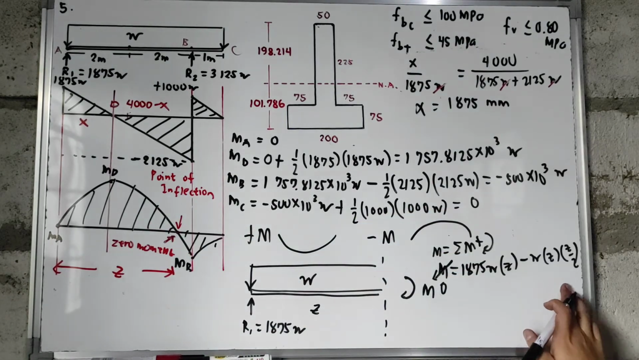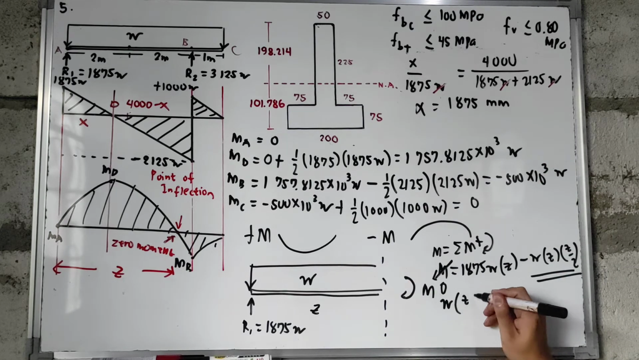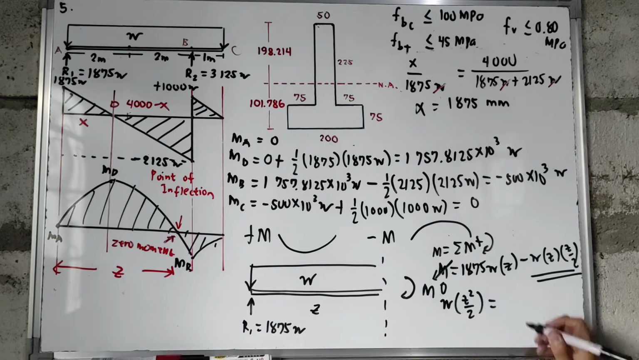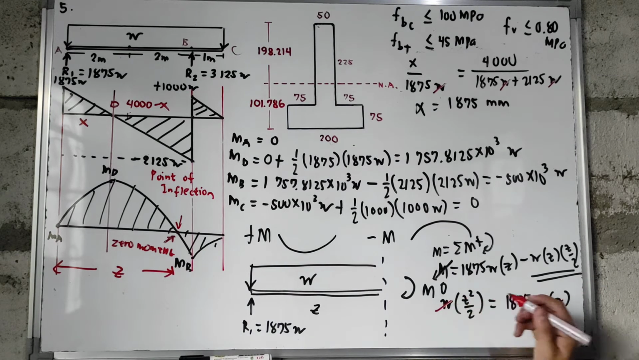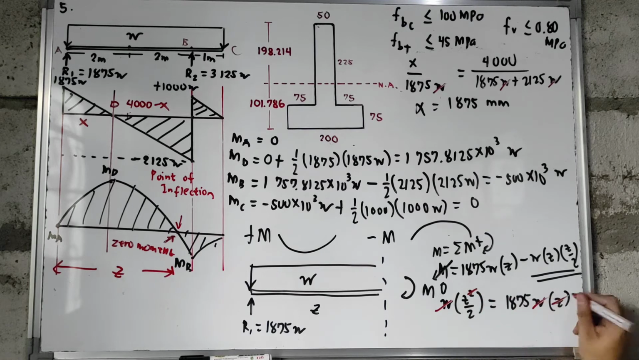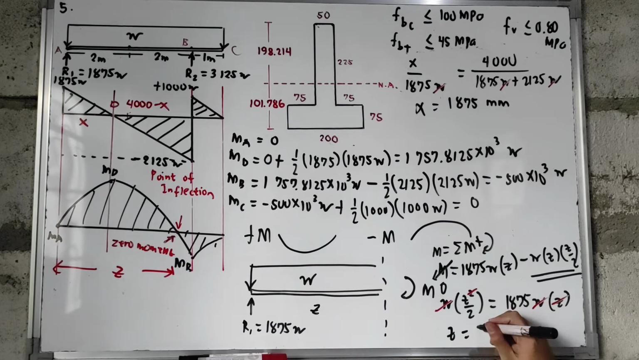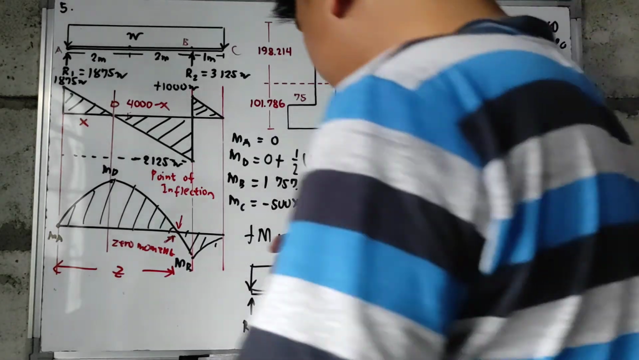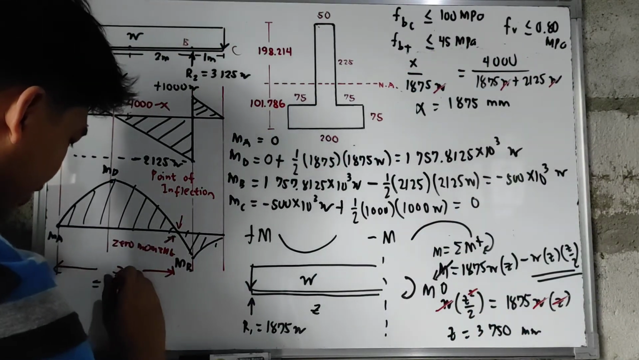So, mangyayari yan, ita-transfer natin etong part na to sa kabila. So, we have W Z squared over 2 is equal to 1875 WZ. So, mangyayari niyan is makakancel yung value ng W natin, maiiwan yung isang Z, and we can now calculate for the value of your Z, which is equal to 3,750 mm. So, at 3,750 mm, nandoon yung location ng point of inflection natin.